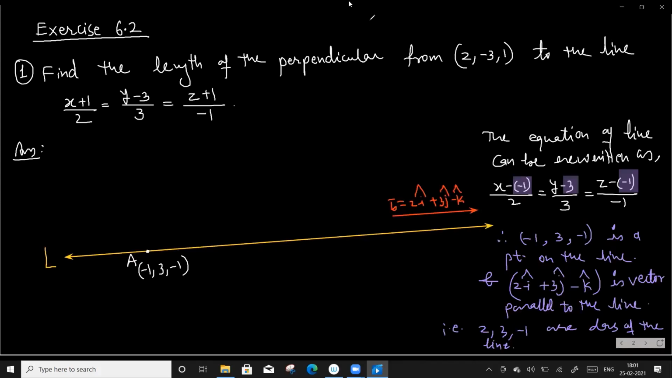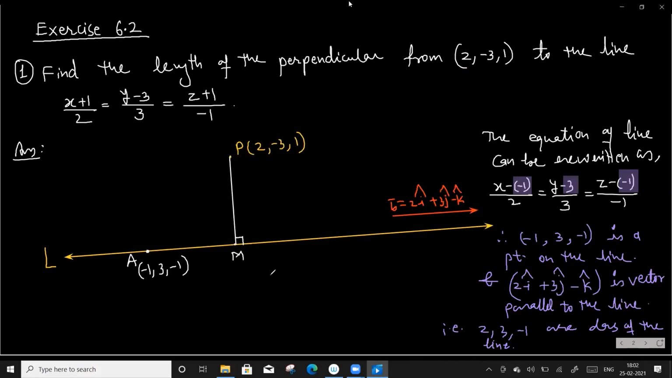Okay, what is the point in the space? We have to find the perpendicular distance from this point. So I will take that point as P, which is (2, -3, 1). So I have to get this distance, the perpendicular distance. Okay. So I write this point as M.